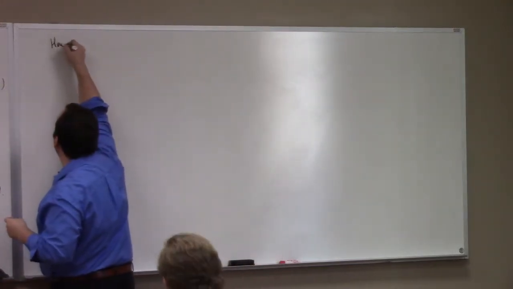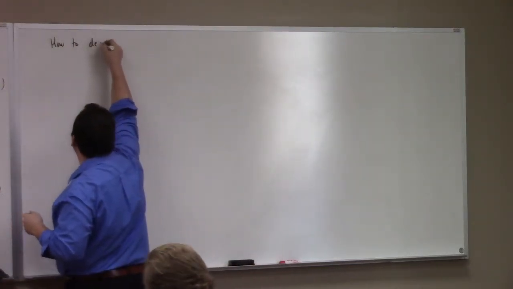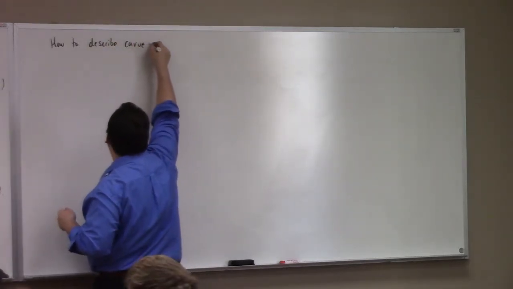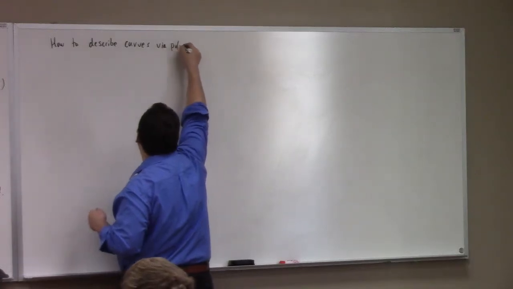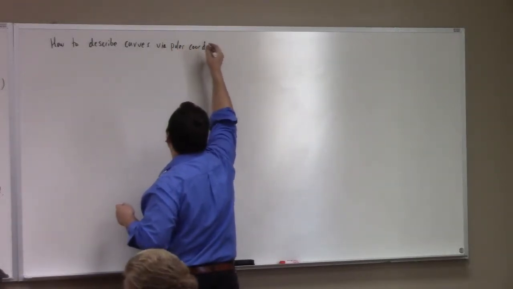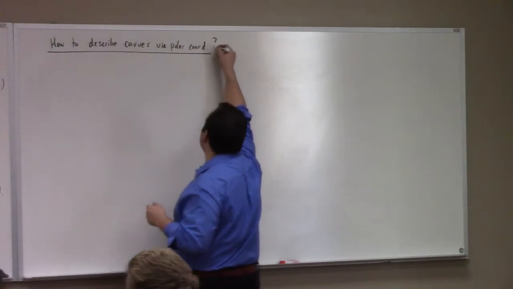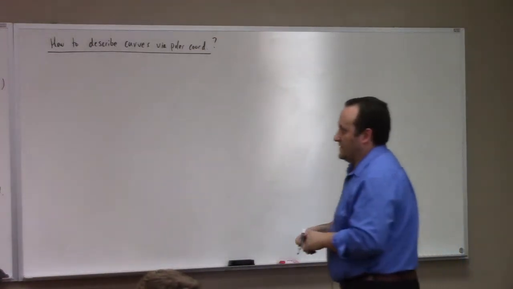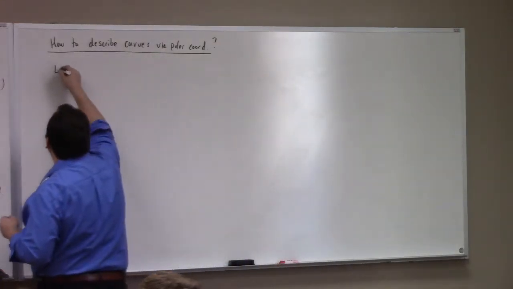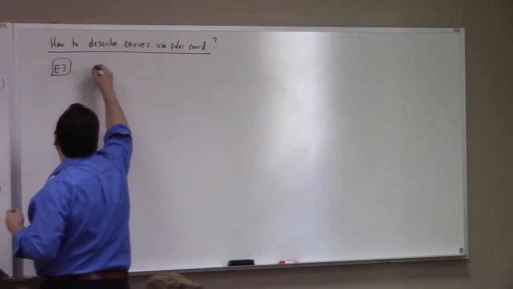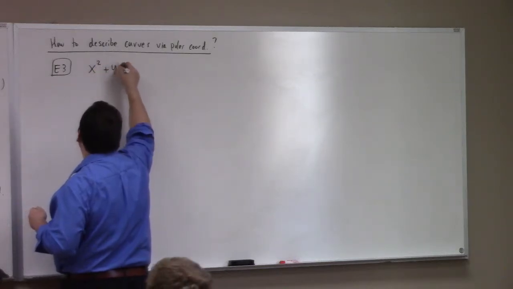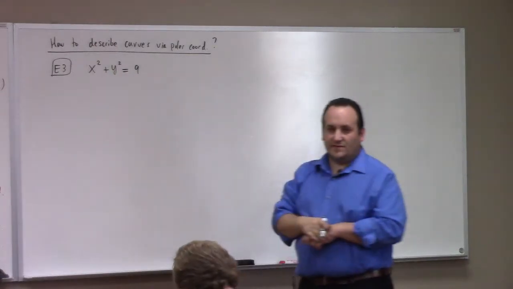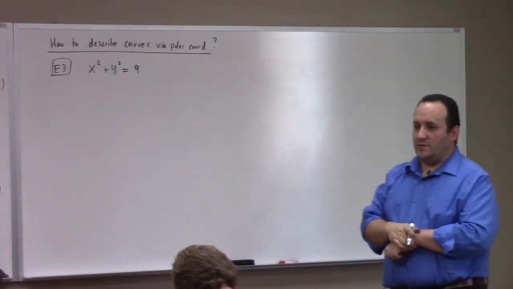How to describe curves via polar coordinates, right? So let's just look at some examples. I think that is the best thing to do. Example 3, I'll start out with something really easy. Suppose you had x squared plus y squared equals 9. What is this in polar coordinates?